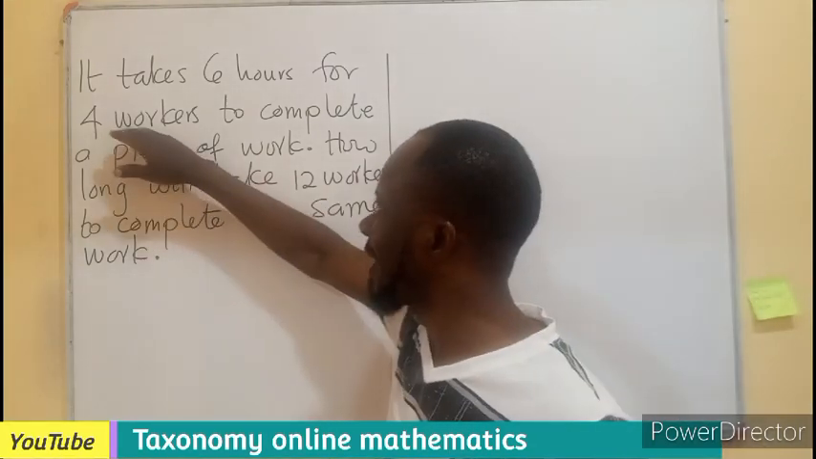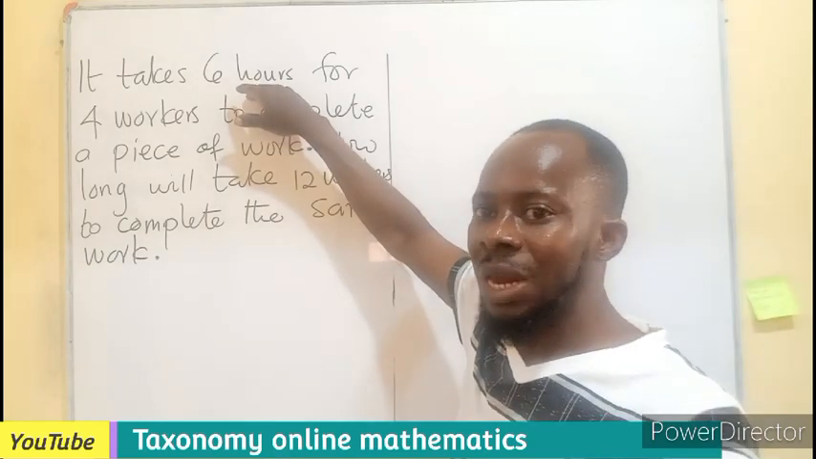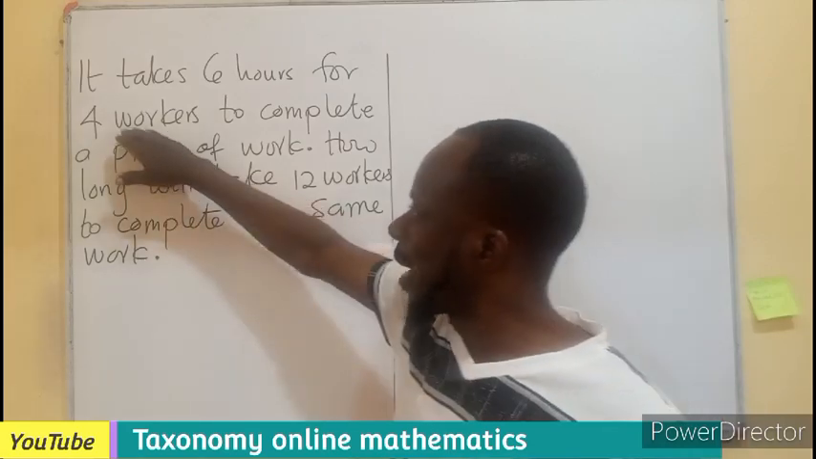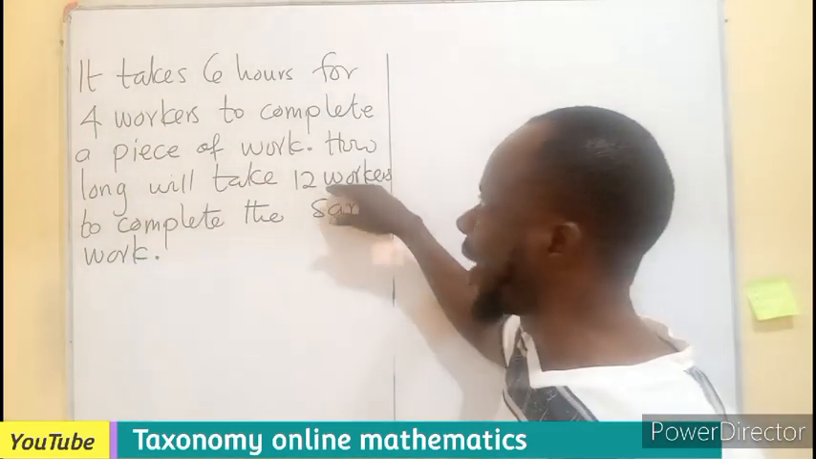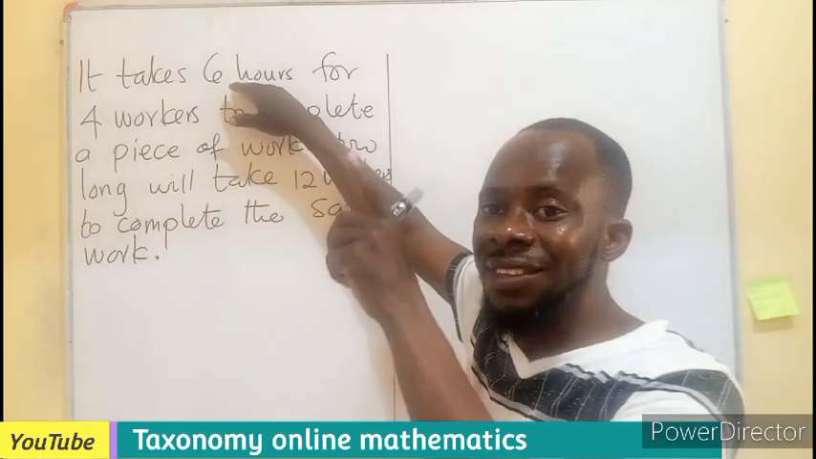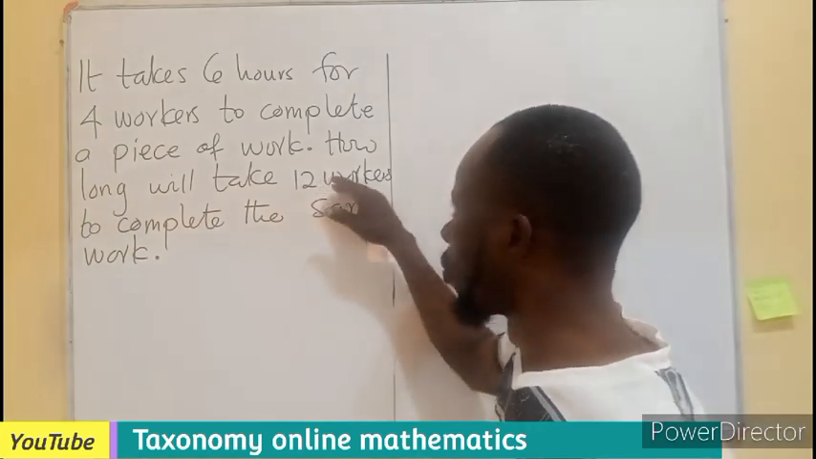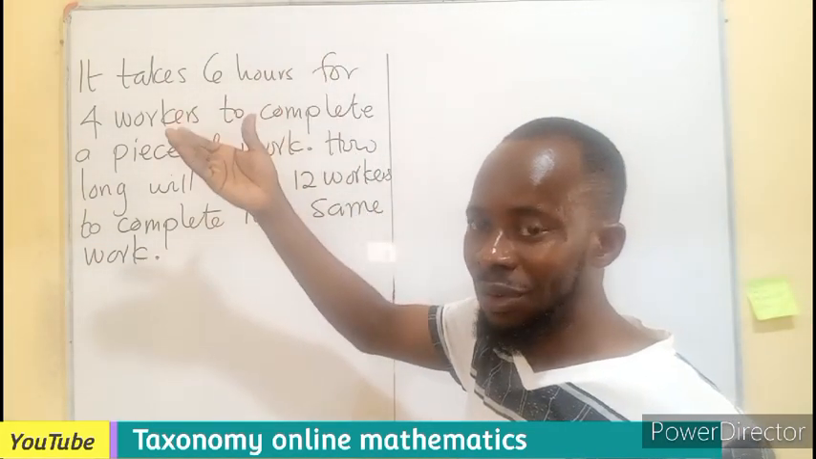So if 4 workers need 6 hours to work on a piece of work, now the workers have been increased to 12. Are we expecting the hours to increase or decrease? Maybe you are thinking 4 increased to 12, therefore 6 must also increase. If that is true, let's check.